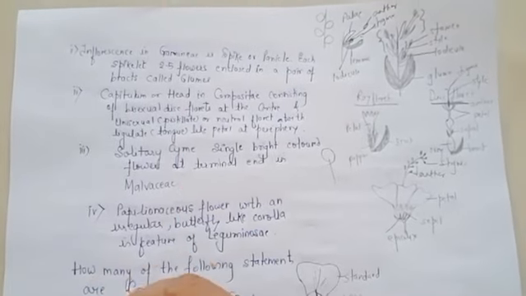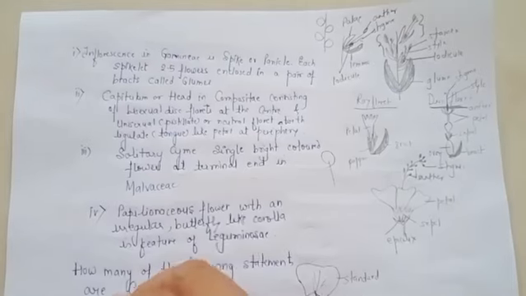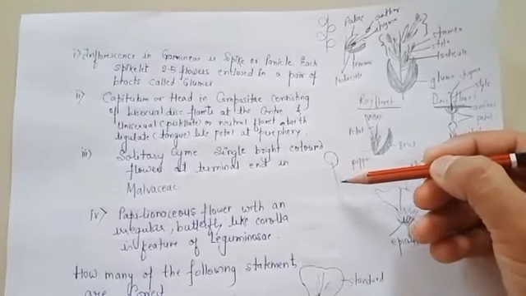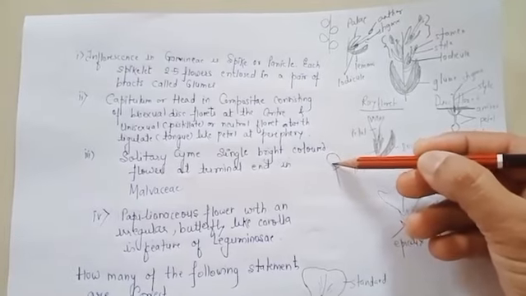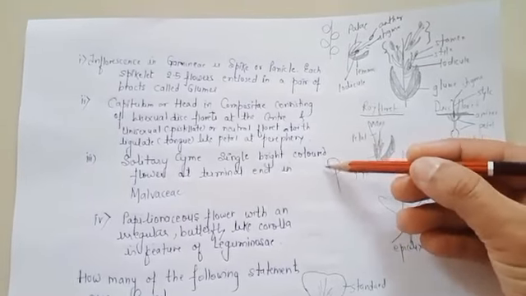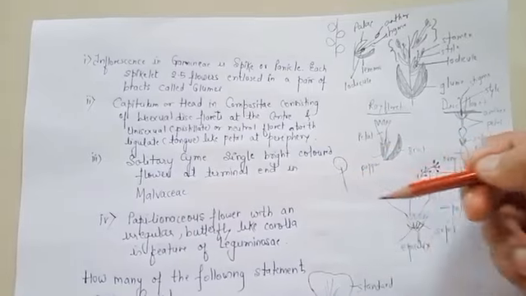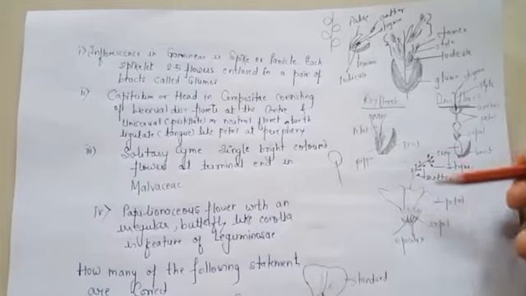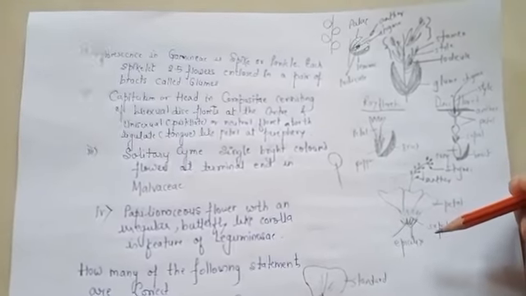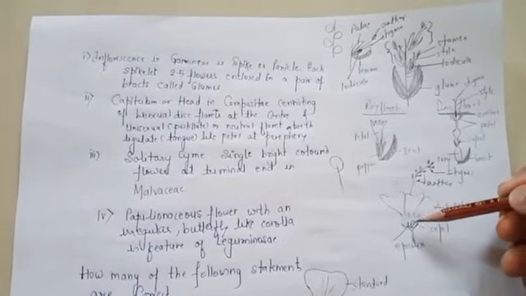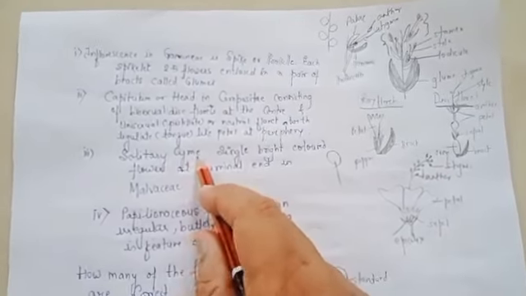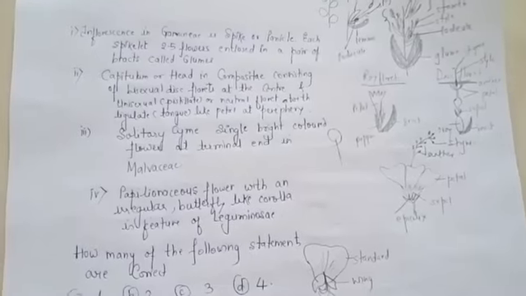Solitary cyme, single bright colored flower at the terminal end in Malvaceae. So in this case, cymose, where there is a single flower which is present at the terminal region. So therefore it is referred as solitary cyme, and this is the hibiscus flower, which is the best example, which has epicalyx, calyx, this is the petals, androecium and gynoecium. So solitary cyme is the type of inflorescence.